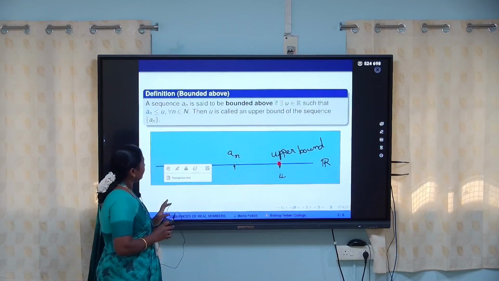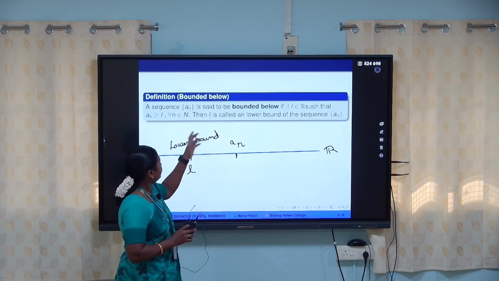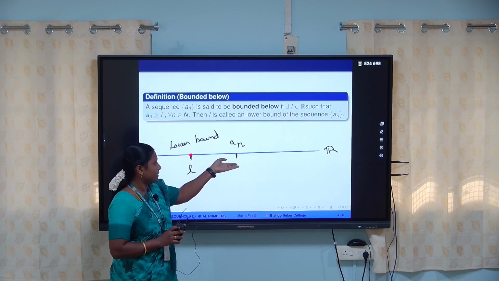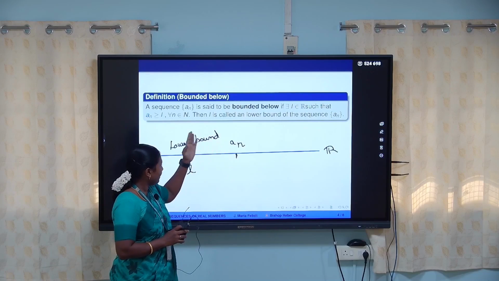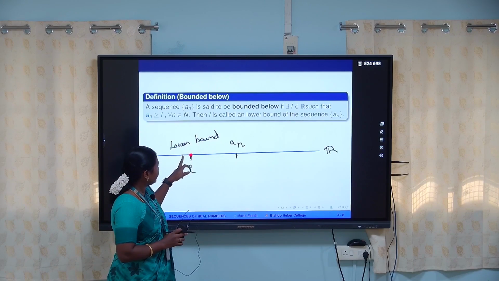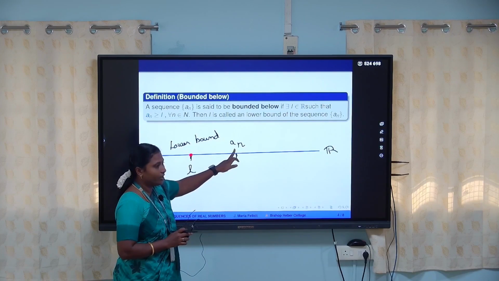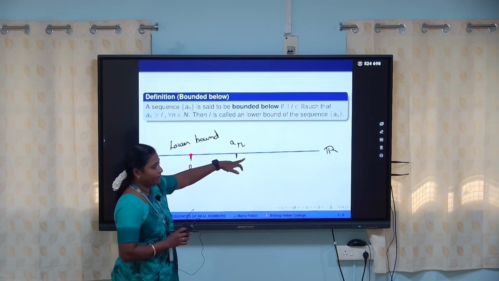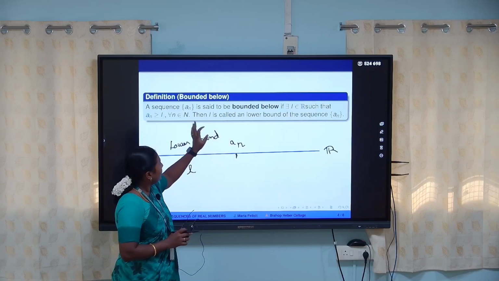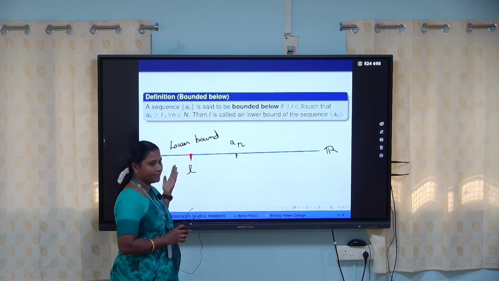Next, the bounded below sequence. Once again, the sequence an is said to be bounded below if I take the sequence an in the real line, and there exists an element L in the real line R such that L is less than or equal to an, that is, an is greater than or equal to L, for all n, where n is in the set of all natural numbers. Then L is called a lower bound of the sequence. If L is less than or equal to an, then it is said to be a lower bound.